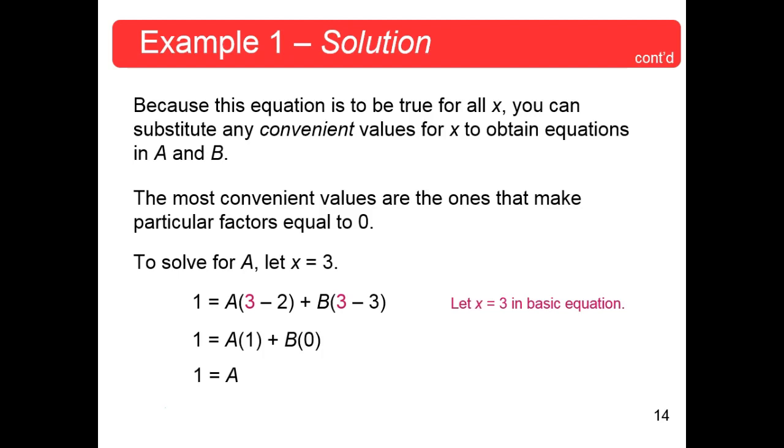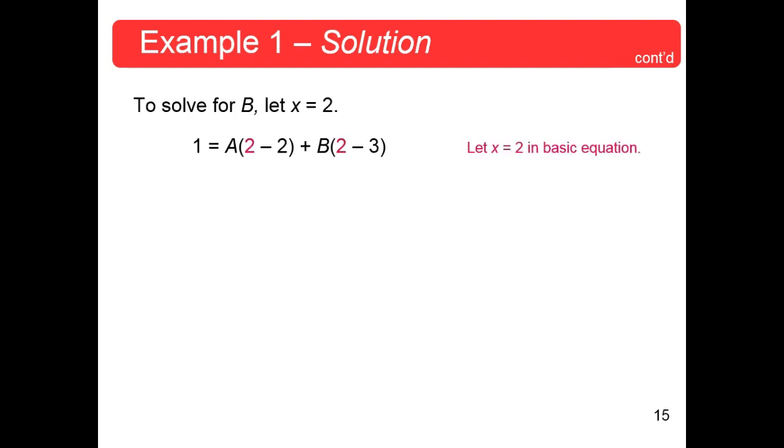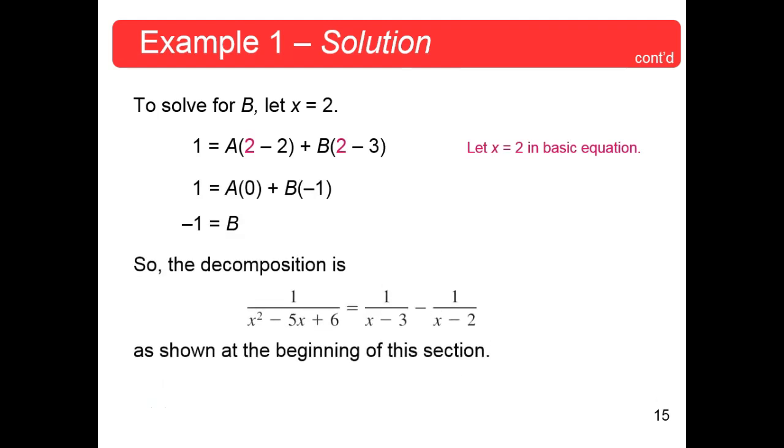And then, just as simply, we let x equal 2, which is going to wipe out our a term here, and this will give you minus b is equal to 1, which means b is equal to negative 1. And they show you the complete math for it, okay? So the decomposition is simply 1 over x minus 3 minus 1 over x minus 2. A was 1, b was minus 1. There it is. And that's what they had at the beginning, okay?